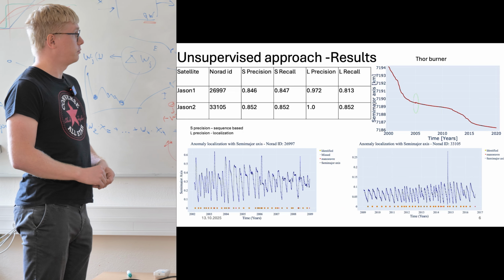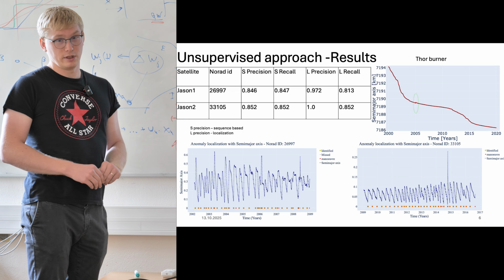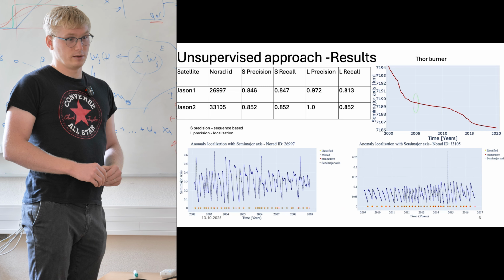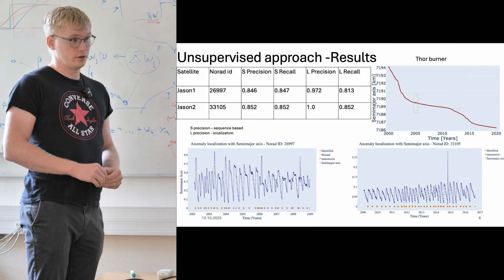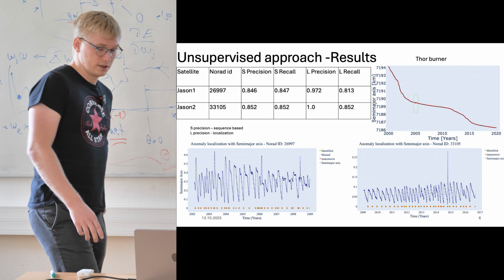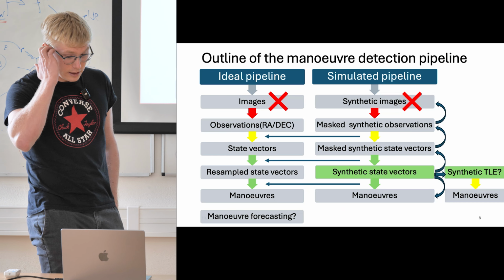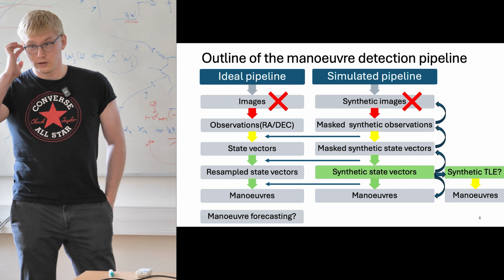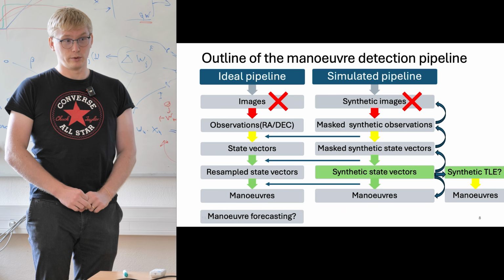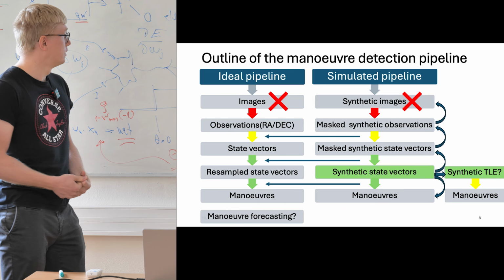We did have some encouraging results with this, but the approach is not really well scalable, and I would say it's dependent on feature engineering and also some parameter selection. So it's really not well scalable, and that's why we decided to generate a large-scale synthetic dataset of maneuvering satellites for which we would have detailed labels.